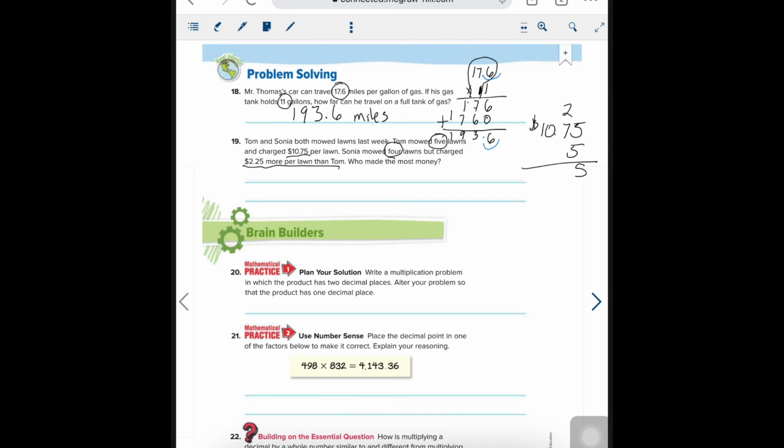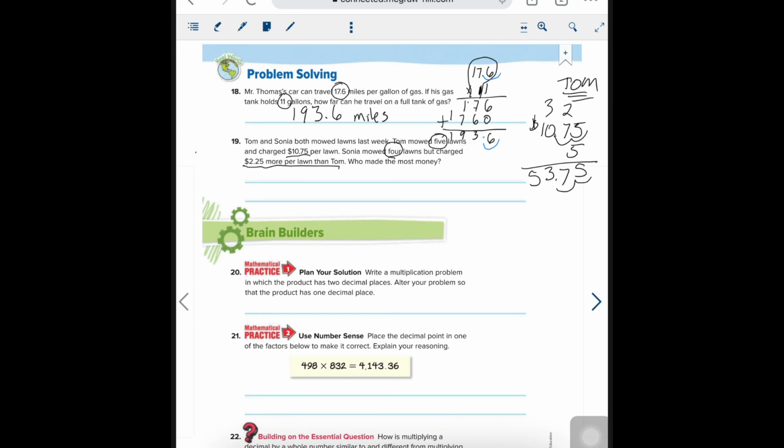And this one's Tom's, and he mowed 5 lawns. 5 times 5 is 20. 5 times 7 is 35, 36, 37. And then we have 5 times 0, 0, bring down the 3. 5 times 1 is 5. 2 place values over, 2 place values over. So this one is Tom.